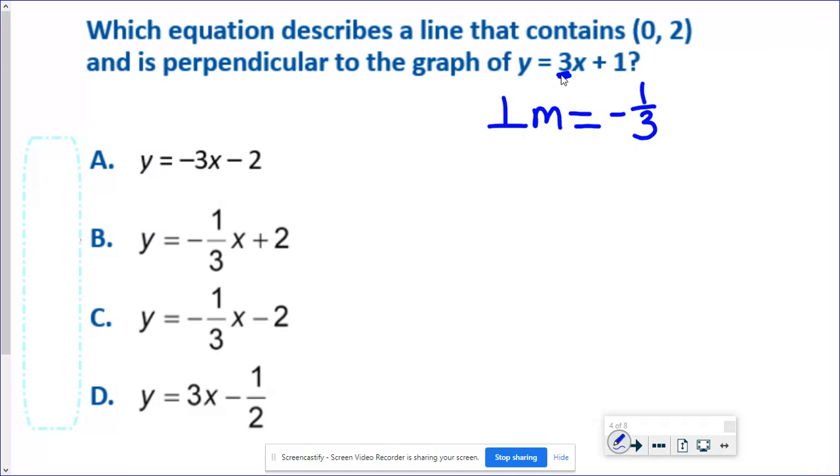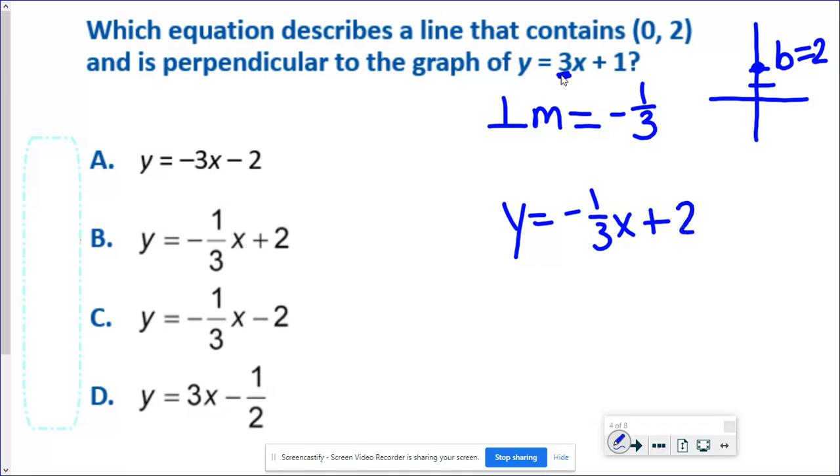The ordered pair 0, 2, now I could use point slope because I have a point and I have a slope. However, the ordered pair 0, 2 is actually on the y-axis. It would be here. So my B is just 2. So that means my equation is going to be y equals negative 1/3 x plus 2. B.